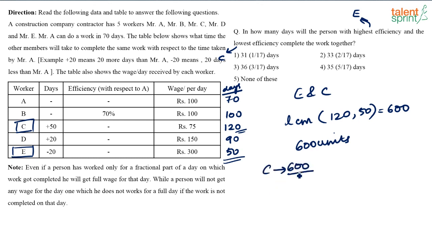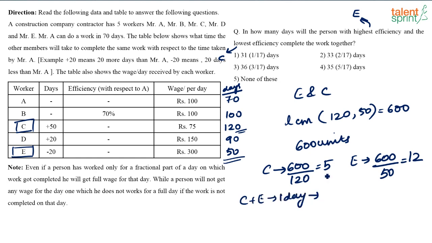If there are totally 600 units of work, in one day how many units of work will C finish? C will finish 600 by 120, or 5 units of work in a day, and E will finish 600 by 50, I am using the LCM method here, or 12 units of work in a day. So put together, C and E in one day will finish 12 plus 5, that is 17 units of work.